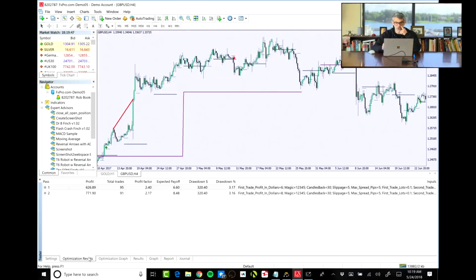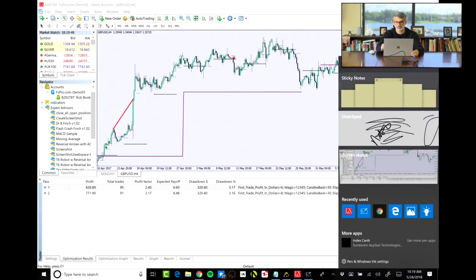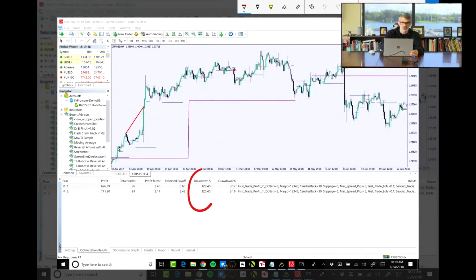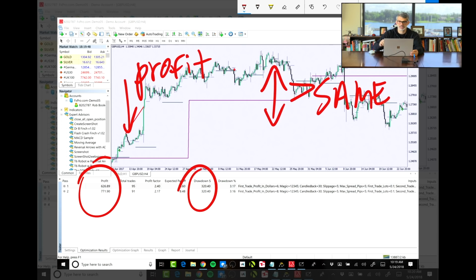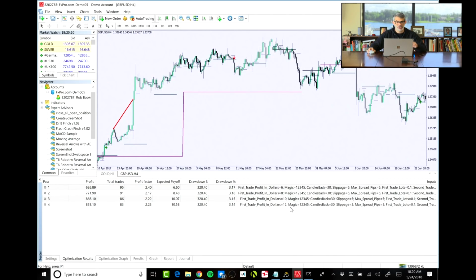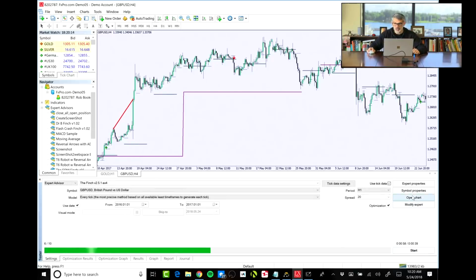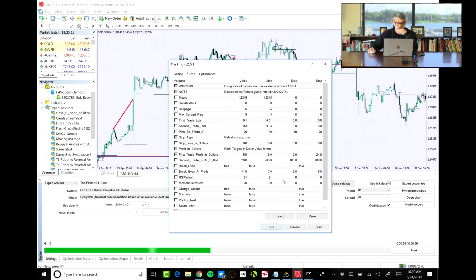Nope, it's already failing. It's not working. See, our drawdown is now 320, and our profit is even less. So our profit has gone down, and our drawdown has, well, stayed the same. So that's not really helping us. That's not really doing us any favors. Yeah, our drawdown is remaining absolutely the same. So I'm going to stop that.